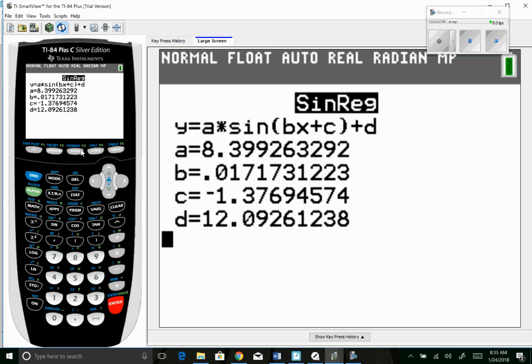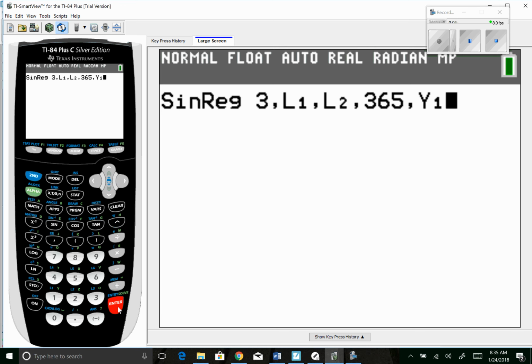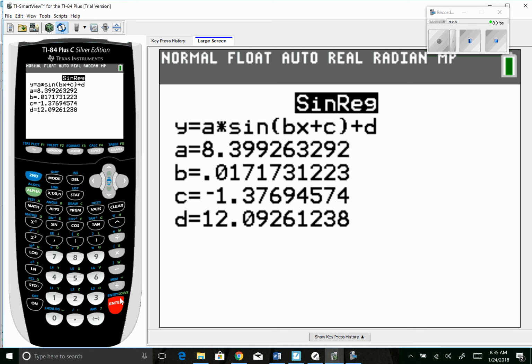Now, if you're somebody that had the old calculator, what your screen will look like will be this without the 3 in it. So you don't need to put the 3 there. You just have to type in your L1, comma, L2, comma, 365, comma, Y1. It'll give you the same answer. Now, since it is a regression, depending on how old your calculator is, you might have decimals in the 4th or 5th decimal place that are different than mine over here, but rounding to the nearest 10th or 100th should be exactly the same. So just keep that in mind.